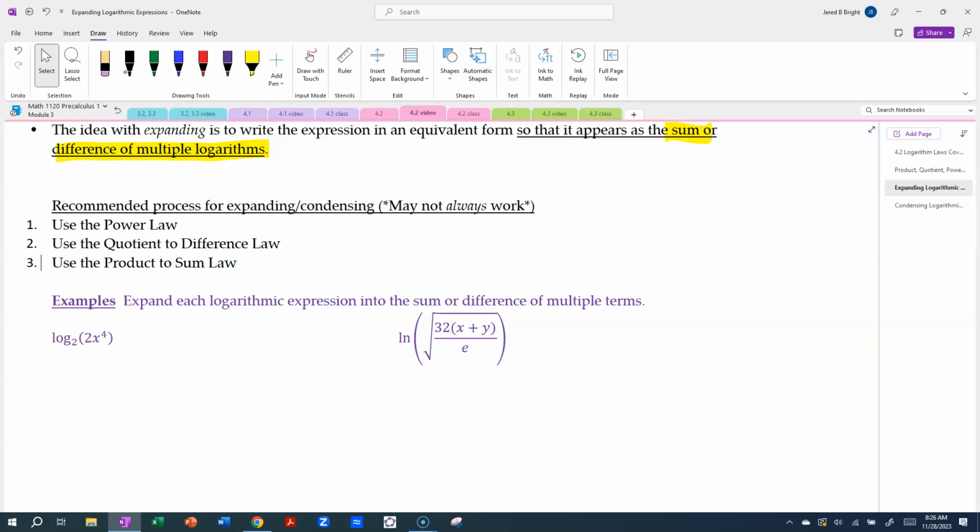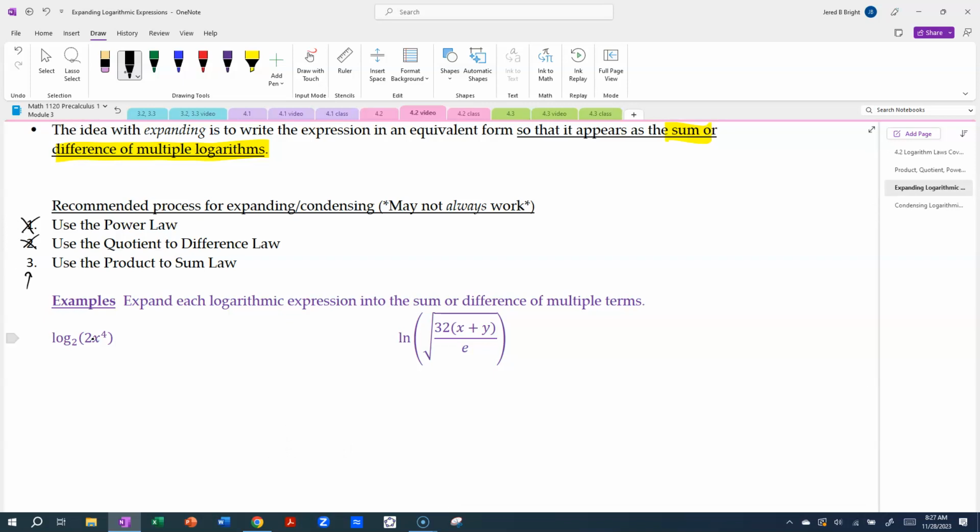First one, log base 2 of 2x to the fourth. Okay, so first I'm going to go through and say, is there a power? Well, yes, there is a power, right? But I need that power to be on everything. Is it on everything? No. So I can't use number 1. Okay, is there a quotient or a difference appearing? Is there subtraction or division? Nope, can't use that. So I'm going to actually start with the product or sum.